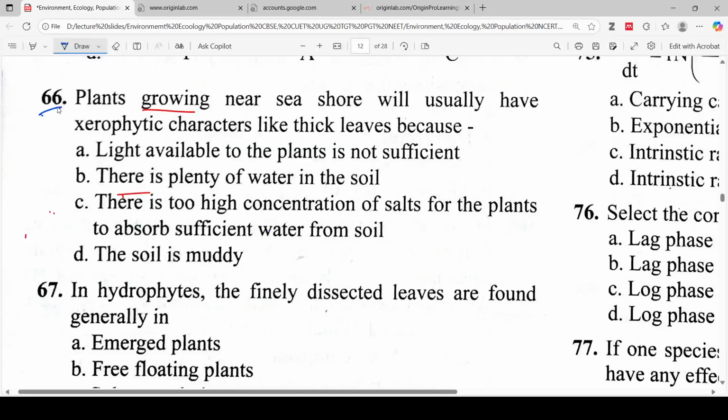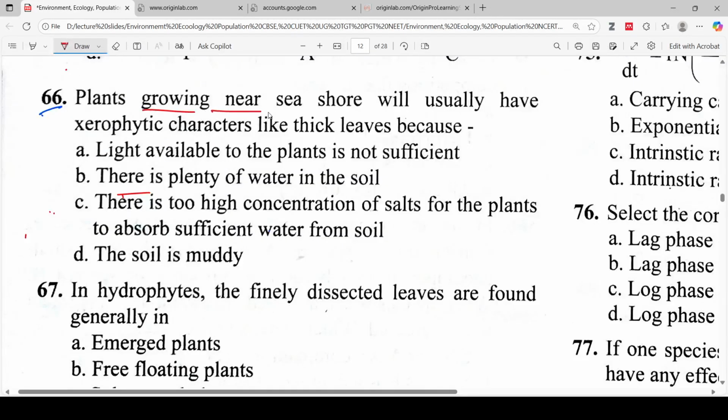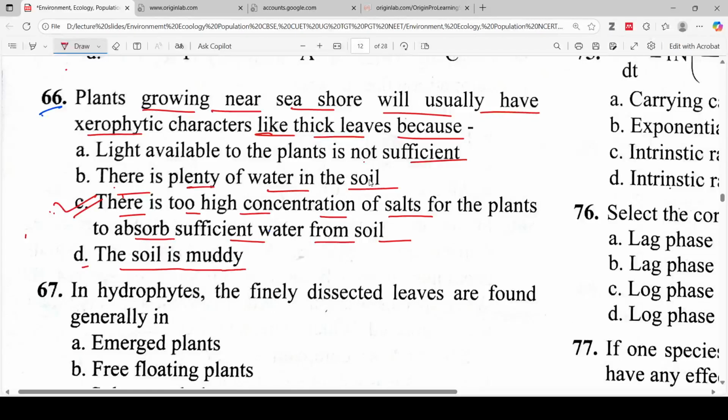Hello. This is question number 66. Plants growing near the seashore will usually have xerophytic characters like thick leaves because: option A, light available to the plants is not sufficient; option B, there is plenty of water in the soil; option C, there is too high a concentration of salts for plants to absorb sufficient water from the soil; and option D, the soil is muddy. So the correct answer is option C.